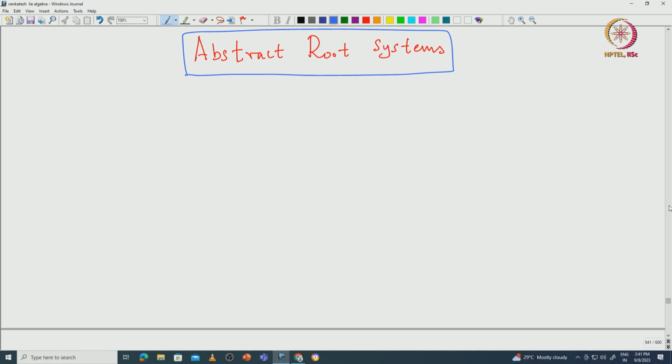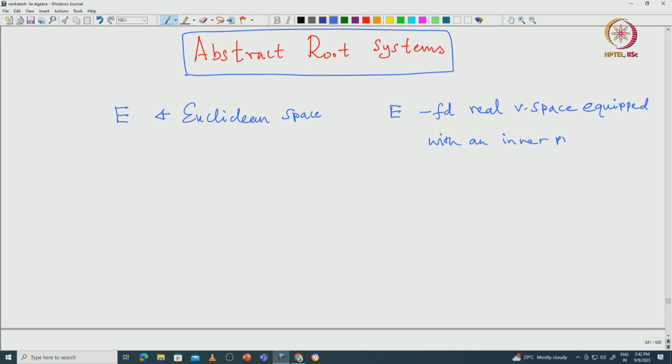We will fix some notation. We denote by E a Euclidean space. That means E is a finite dimensional real vector space equipped with an inner product, that is, a positive definite bilinear form. This inner product we just denote by bracket comma bracket.